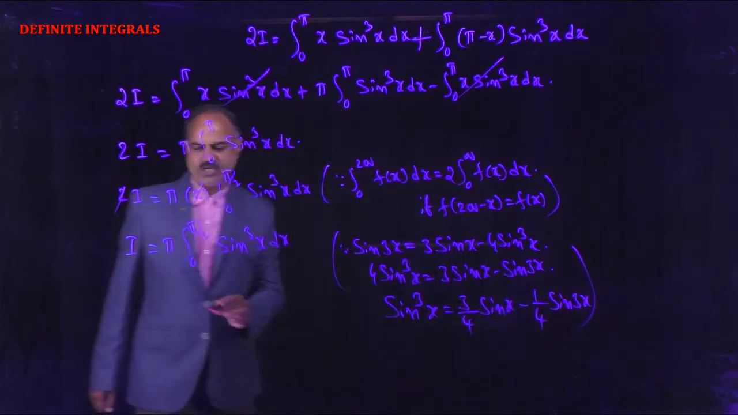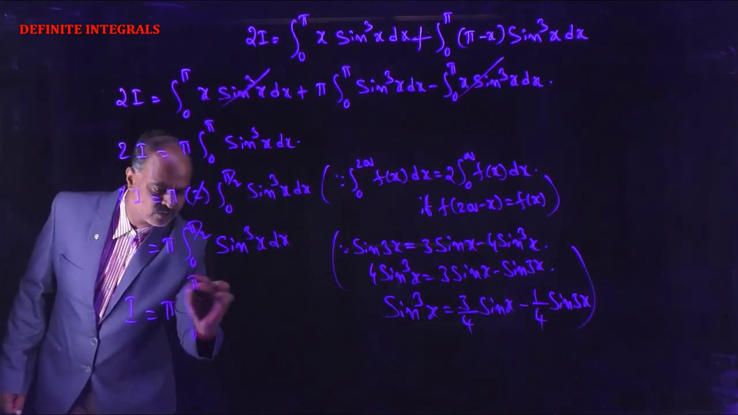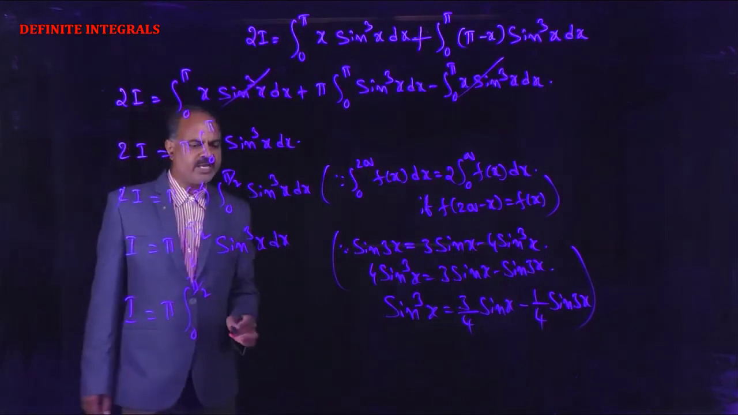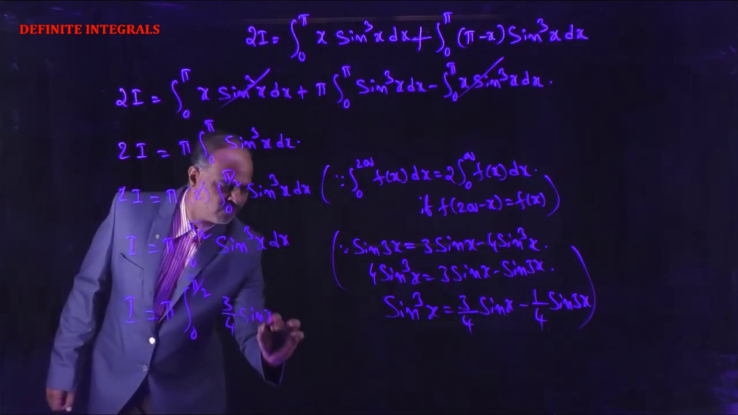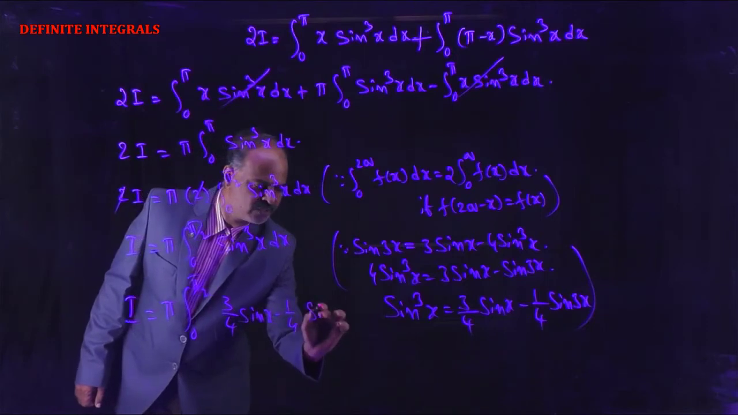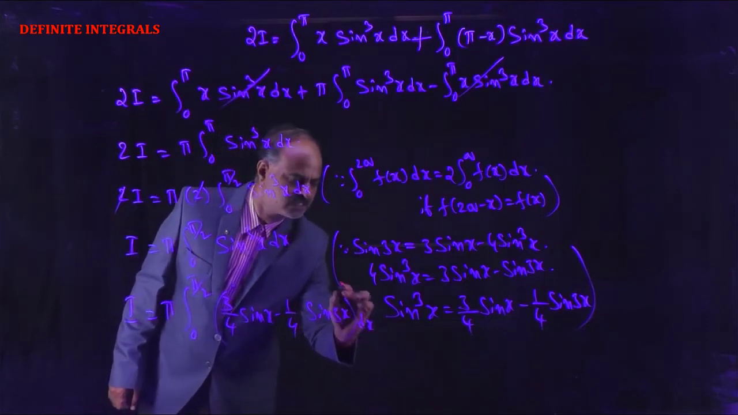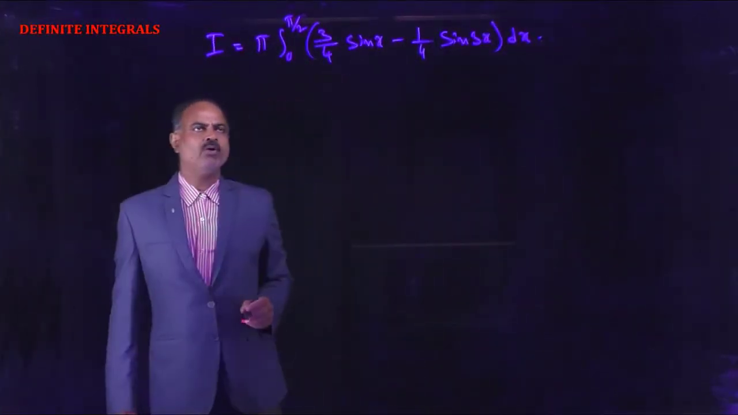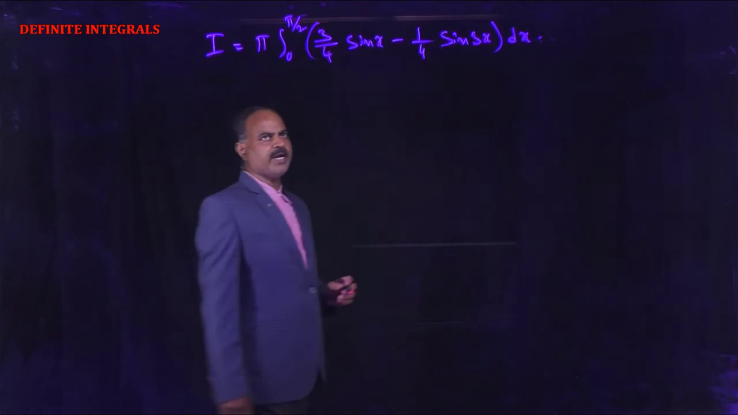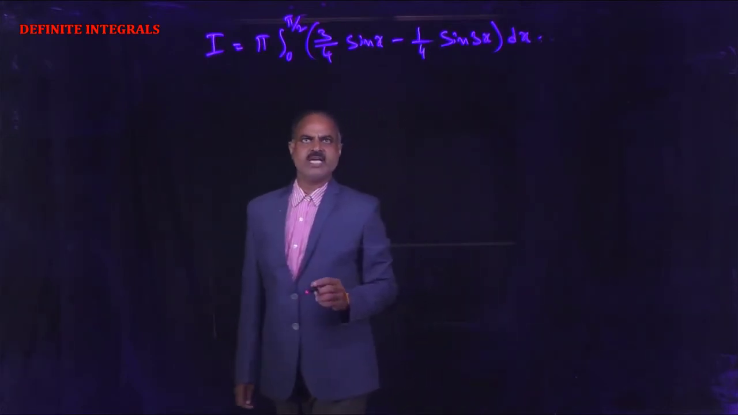Next, I equals pi into integral 0 to pi by 2 sin cube x, which equals 3 by 4 sin x minus 1 by 4 sin 3x dx. Now I equals pi into integral 0 to pi by 2 of 3 by 4 sin x minus 1 by 4 sin 3x dx.